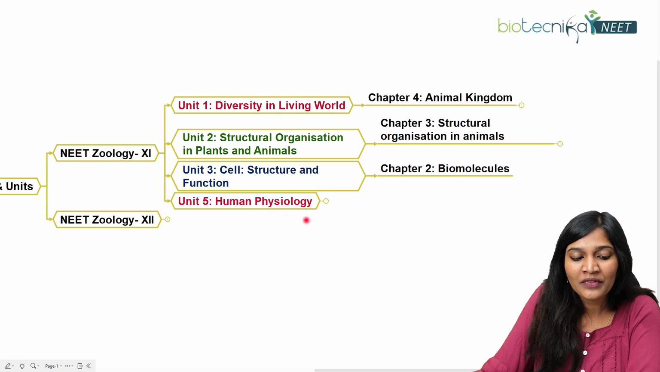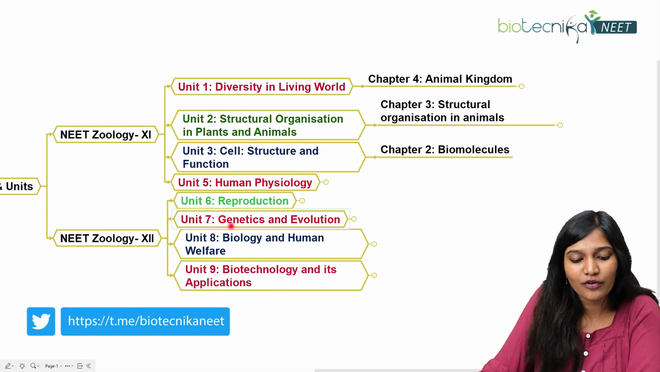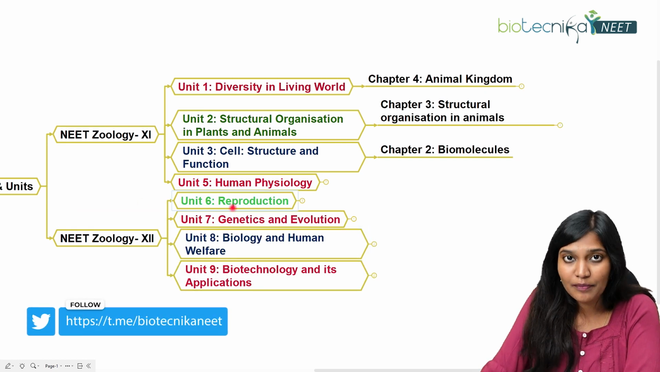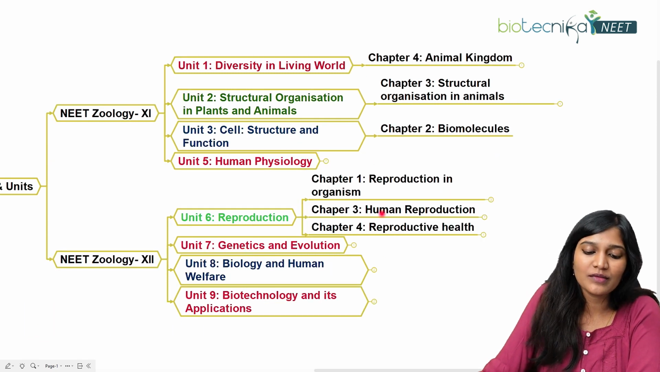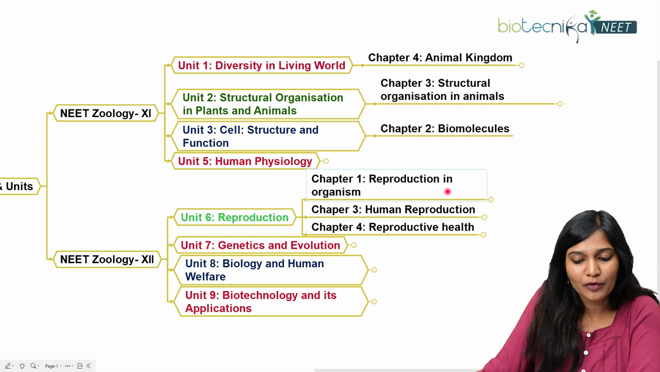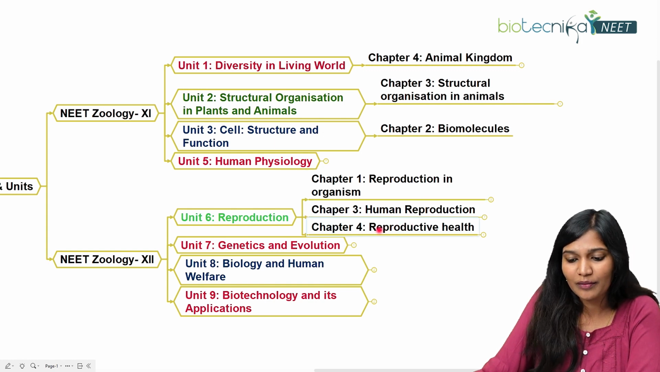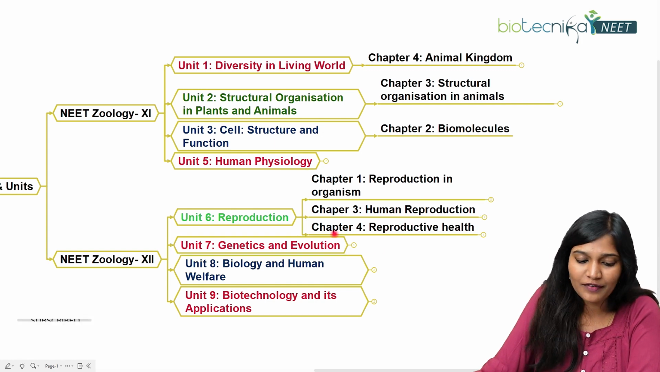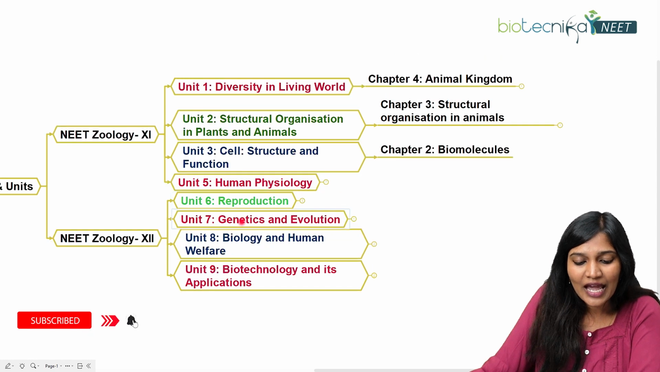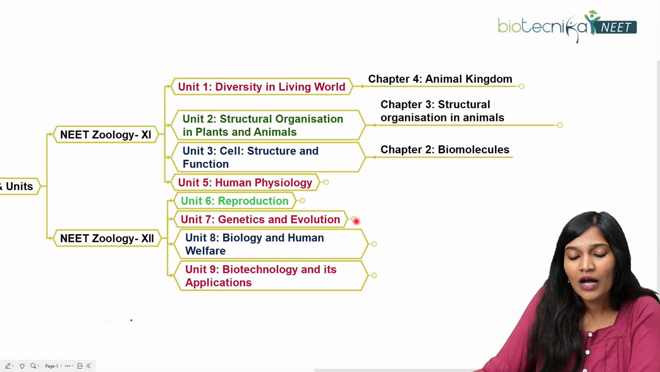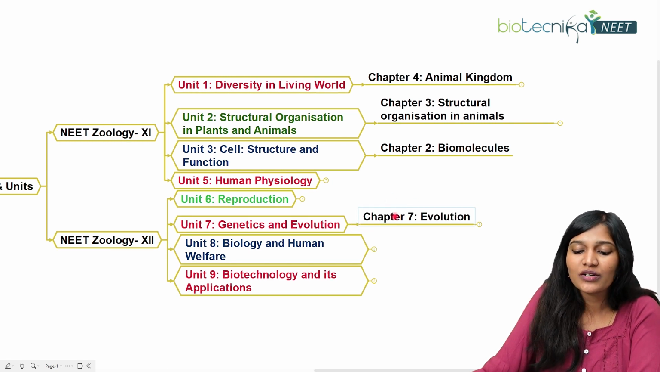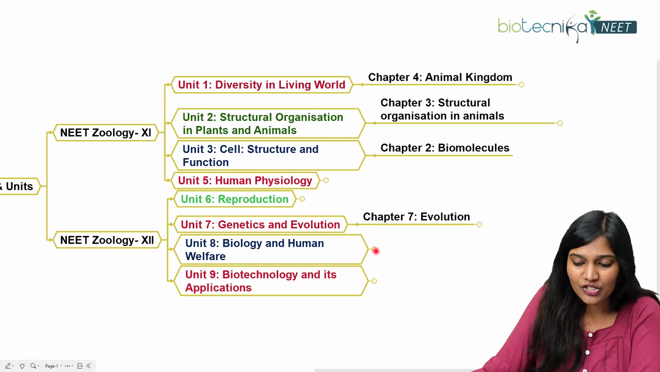So this is for the 11th portions, and for the 12th you're going to have unit number 6, Reproduction. Except sexual reproduction in flowering plants, all others come under zoology. Chapter 1, Reproduction in Organisms. Chapter 3, Human Reproduction. Chapter 4, Reproductive Health. All these things come under it. In Genetics and Evolution, the molecular basis of inheritance and principles of inheritance come in botany. Evolution comes in zoology.